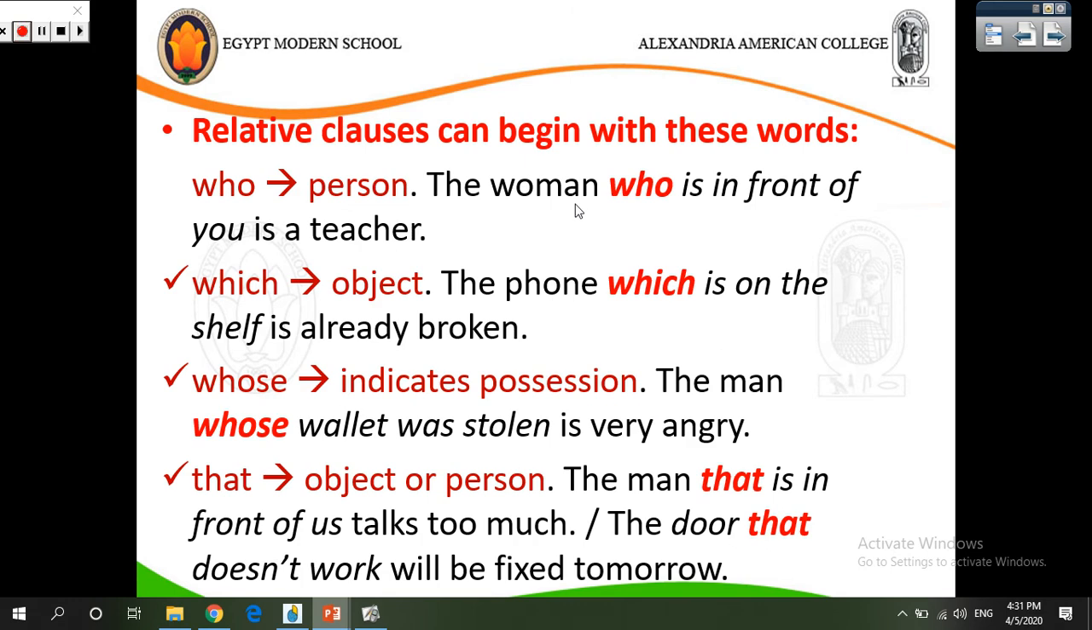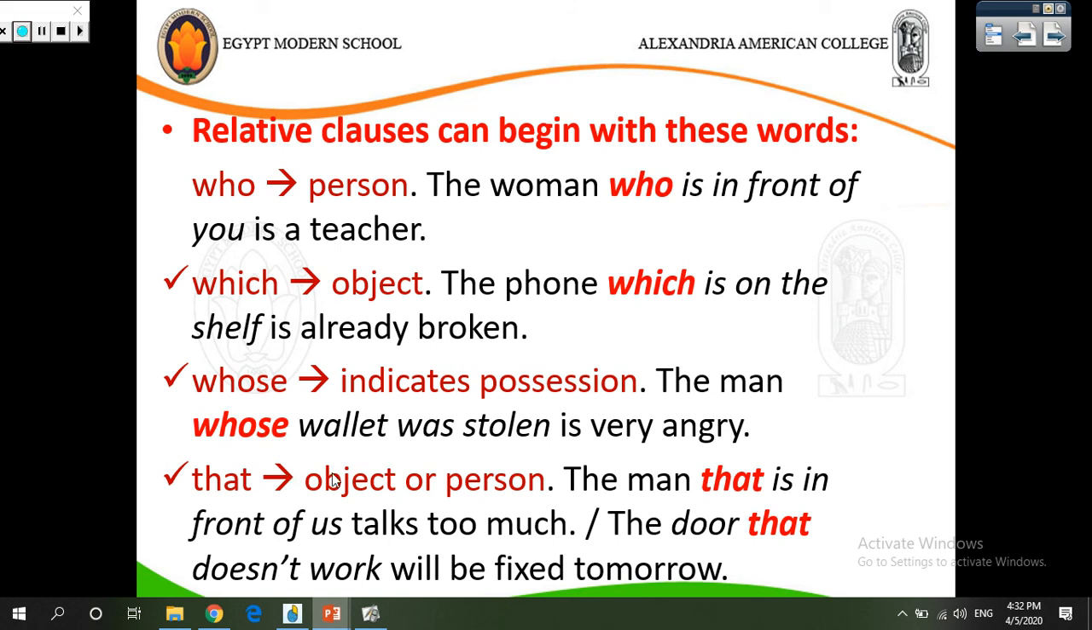Relative clauses can begin with these words. Let's revise again what we have taken already. Who, for person or people. The woman who is in front of you is a teacher. Which, for objects, animals, things. The phone which is on the shelf is already broken. See, I'm giving you information. Whose indicates possession, like what we said. The man whose wallet was stolen is very angry.